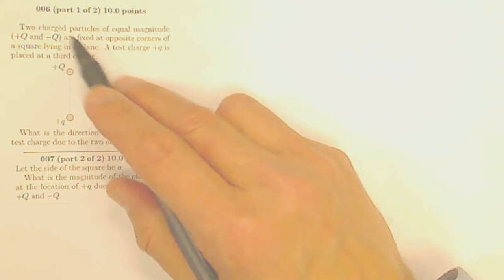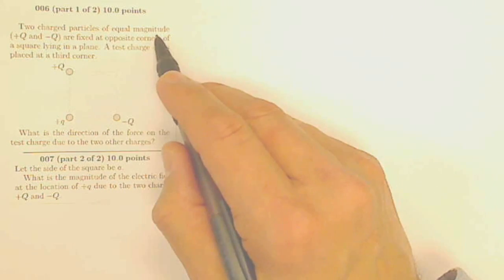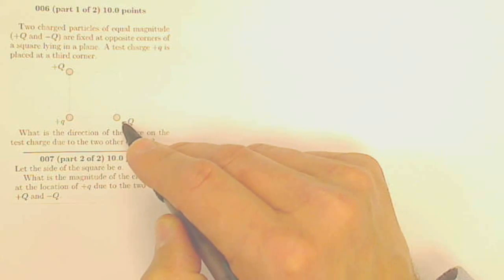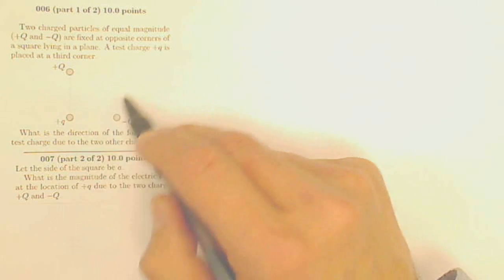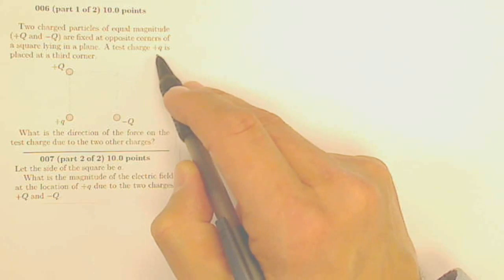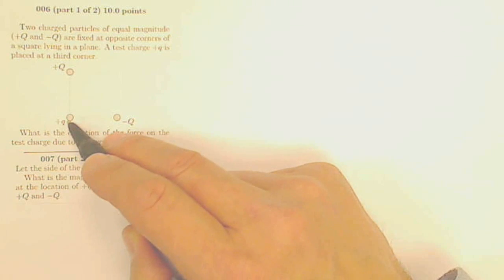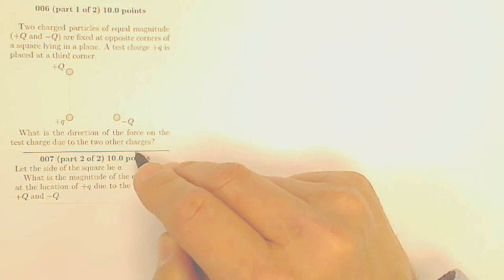Question 6 says, two charged particles of equal magnitude, plus q and minus q, are fixed at opposite corners of a square lying in a plane. A test charge plus little q is placed at a third corner. What is the direction of the force on the test charge due to the two other charges?